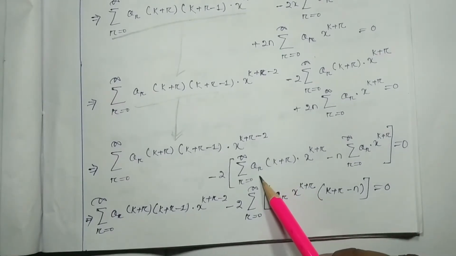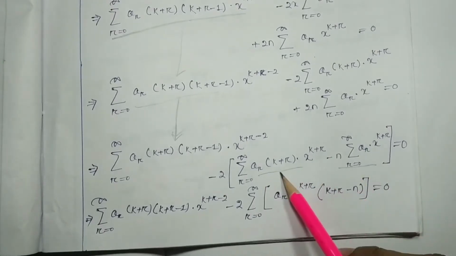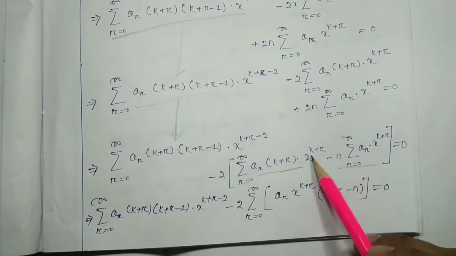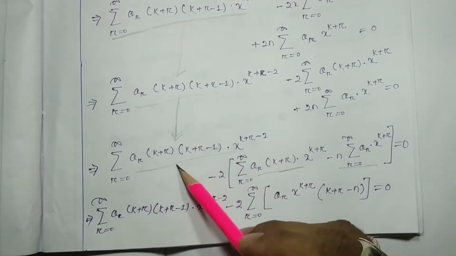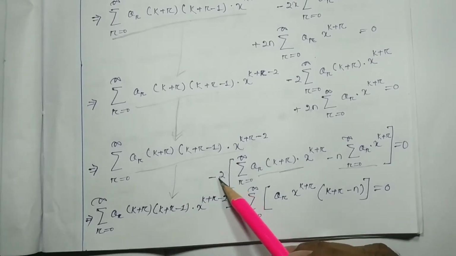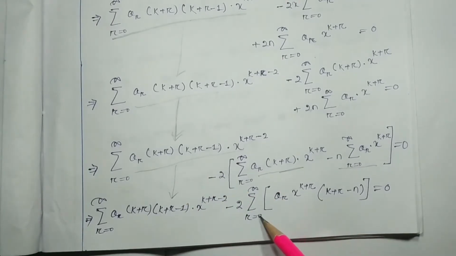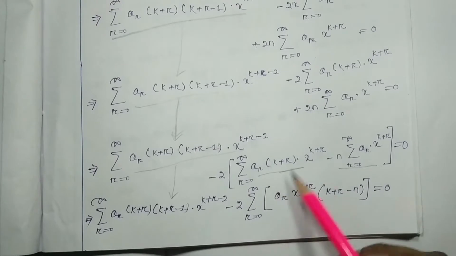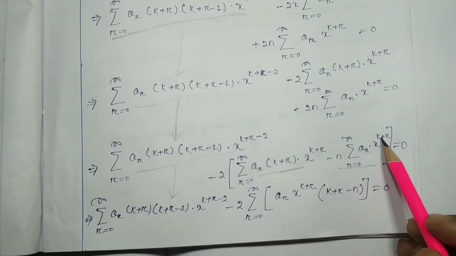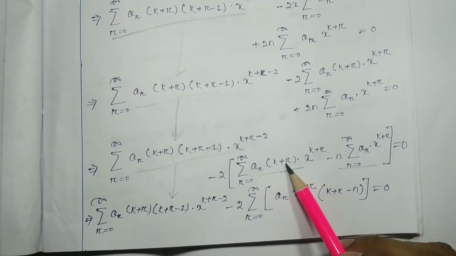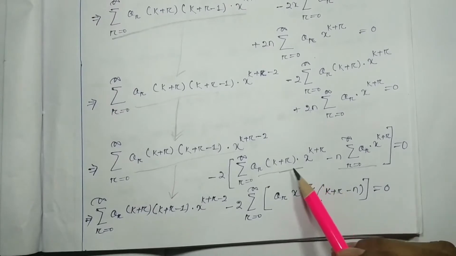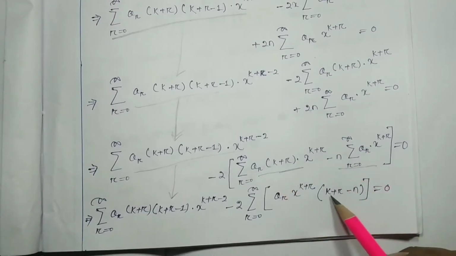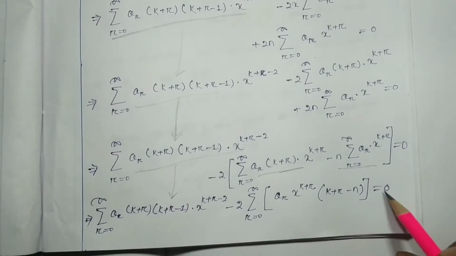Now you can see that among these two terms x to the power k plus r is common, so we can take it common from these two terms. Again the first term is written as usual. So minus 2 summation over r equal to 0 to infinity, in the bracket, a_r x to the power k plus r is common between these two terms. So taking a_r x to the power k plus r common, we get (k plus r minus n), bracket closed, equal to 0.